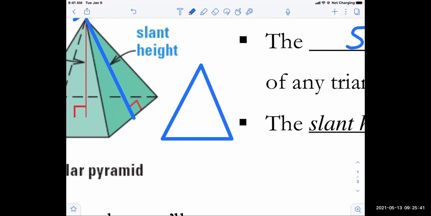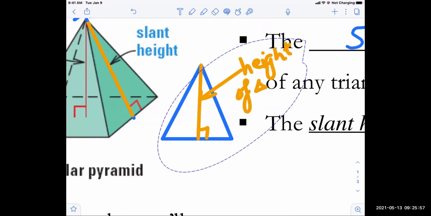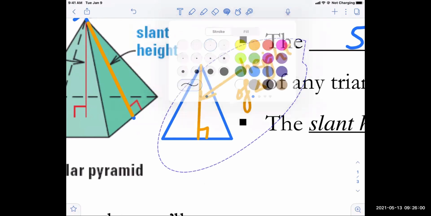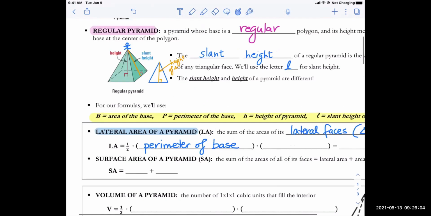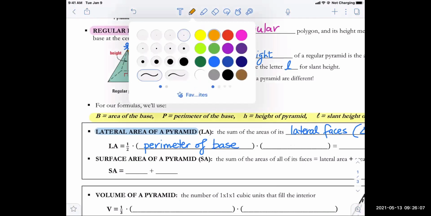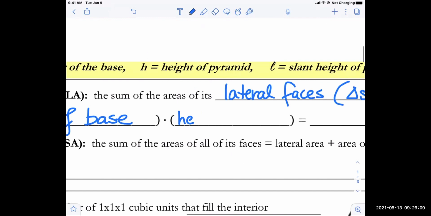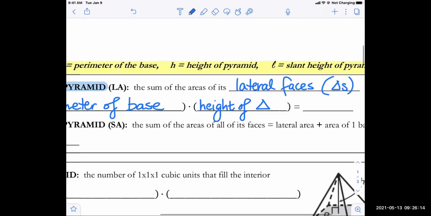Okay, if you look at one of these triangles, the slant height right here will represent that segment right there. That's going to be the height of the triangle. So our formula for lateral area for a pyramid will be perimeter of the base multiplied by the height of the triangle, not the height of the pyramid.